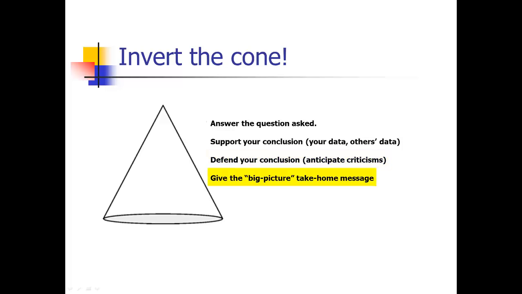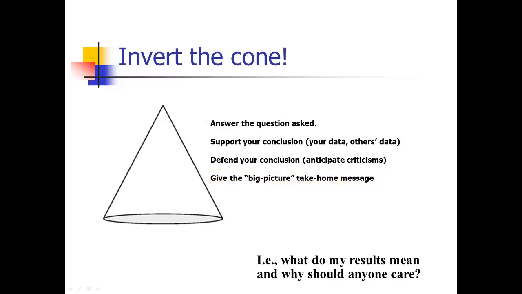So now you started with something specific, now you're going to something very general. You want to give the big picture. What are the big implications of your research? This is where you want to give implications, recommendations, give the big picture take-home message. Give your clear take-home message. So in other words, the discussion is to tell you what do my results mean and why should anyone care?